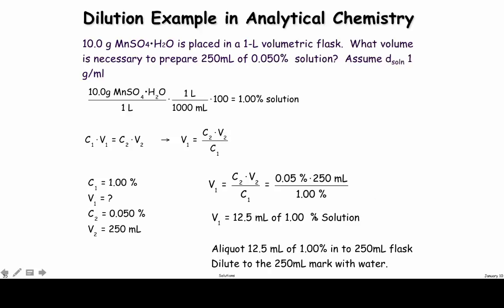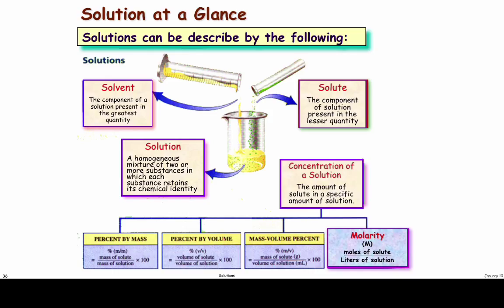So you see right here, take an aliquot, the aliquot is a portion, 12 mL of the 1% solution, and dilute to the mark to 250 mL. So that summarizes chapter 6, at least the solution part of chapter 6. And this right here is a brief summary of the calculations and the concepts that we learned here.